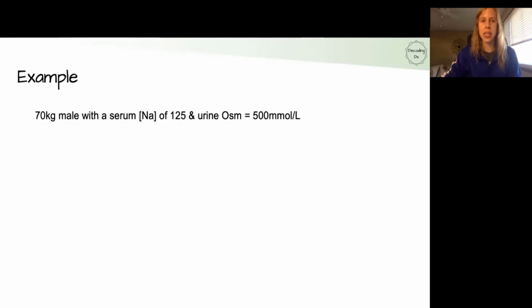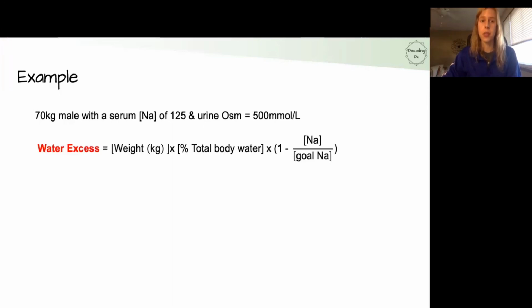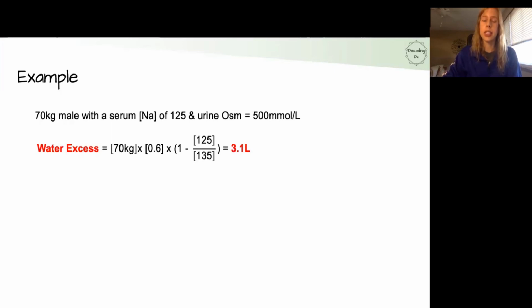Okay, so let's run through an example. Let's say we have a 70-kilo male with a serum sodium of 125 and a measured urine osmolality of 500 millimoles per liter. So with our first equation, we're going to plug in his weight, his total body water as 60%, as he's a male, 0.6, and then his measured sodium of 125. And let's set his goal at about 135. That's the bottom limit of the normal range. And with a 125, that's not too far off of that, so I think we can shoot for the normal range. So when we plug these numbers in, we'll get a 3.1 liter water excess.